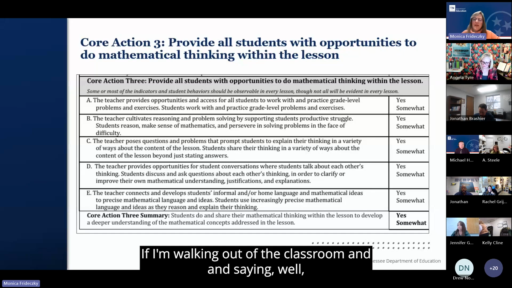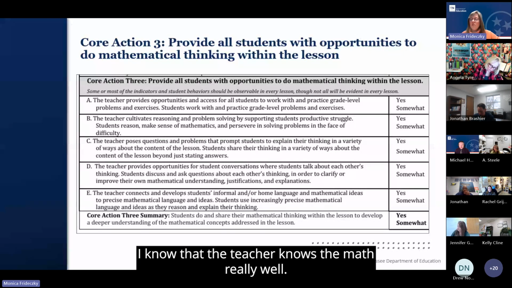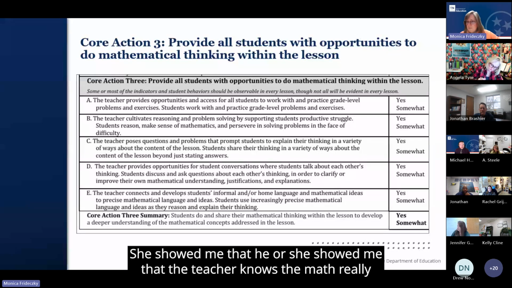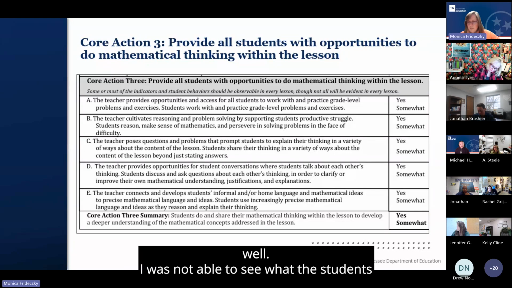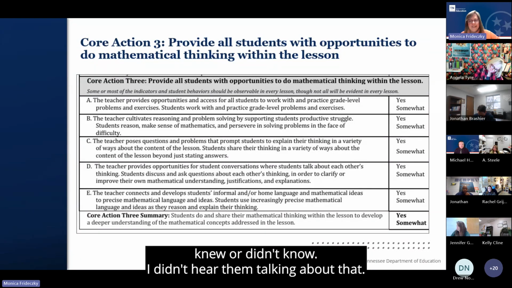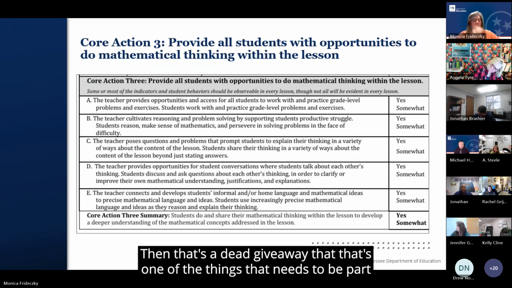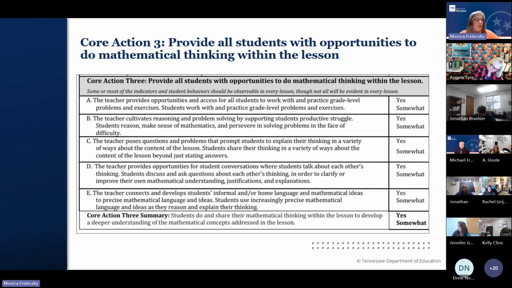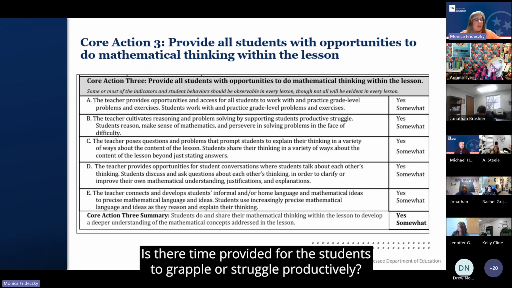If I'm walking out of the classroom and saying, well, I know that the teacher knows the math really well, he or she showed me that the teacher knows the math really well, but I was not able to see what the students knew or didn't know, I didn't hear them talking about that, then that's a dead giveaway. That's one of the things that needs to be part of the feedback. Is there time provided for the students to grapple or struggle productively?